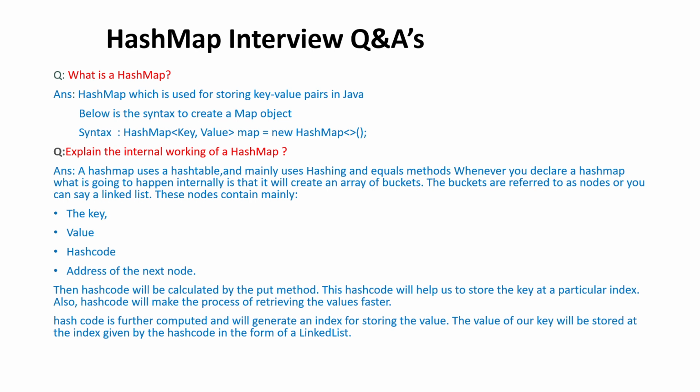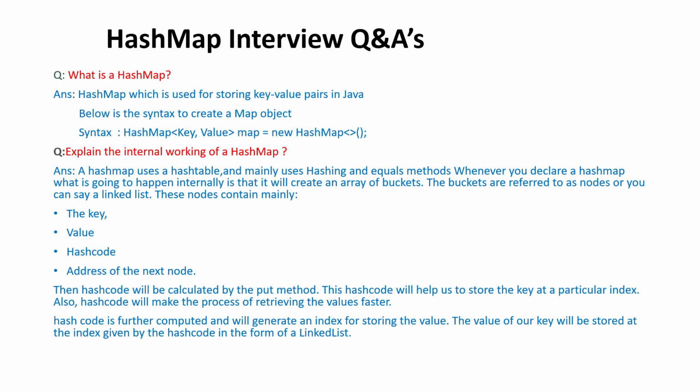So first question is, what is a HashMap? HashMap is used for storing key-value pairs in Java. So how will we create a HashMap? Below I gave the syntax: Map<key, value> map = new HashMap(). Map has a put method, we can put the elements into the HashMap. So what is a HashMap? HashMap is used for storing key-value pairs in Java.